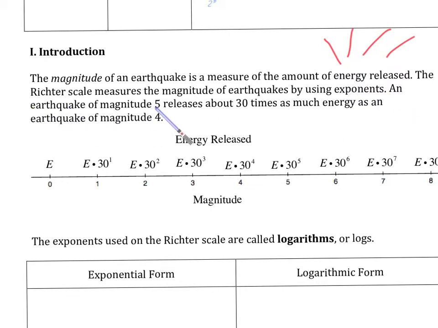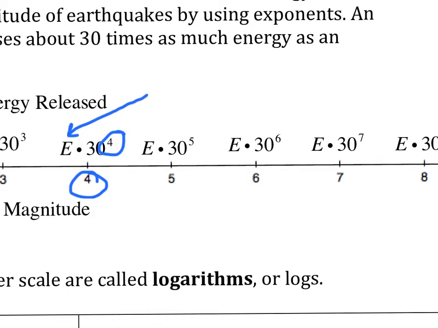An earthquake of magnitude 5 releases 30 times as much energy as a magnitude 4. Where does that come from? Well, here it's a 4.0. What is that? It's the amount of energy times 30 to the 4th power. So a 5.0 would be 30 to the 5th power. So notice, going from here to here is multiplying by 30.